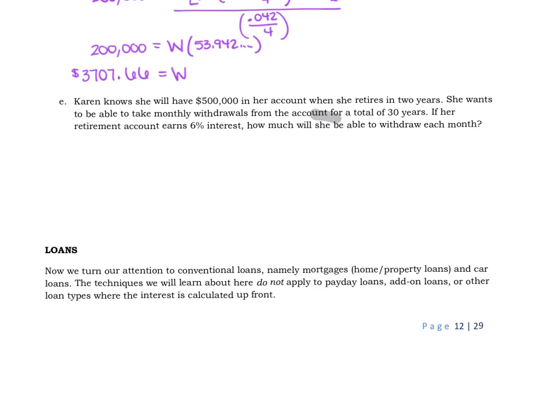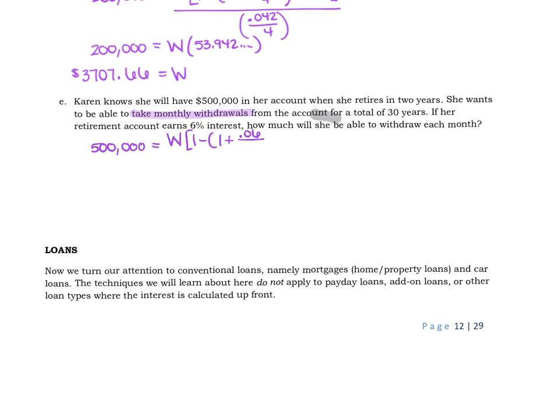All right, and last but not least with example E, Karen knows she's going to have $500,000 in her account when she retires in 2 years. She wants to be able to take monthly withdrawals. So again, pulling money out of an account for a total of 30 years. If she earns 6% interest, how much can she take out of her account every month? So that starting amount is that $500,000 that she knows she's going to have sitting there. We're looking for that withdraw amount.